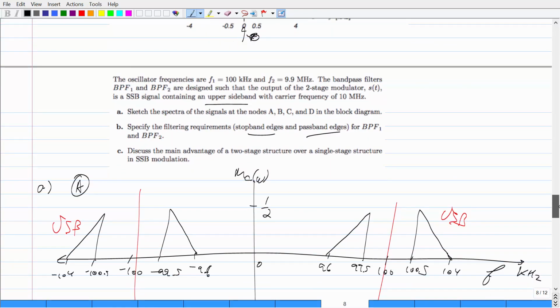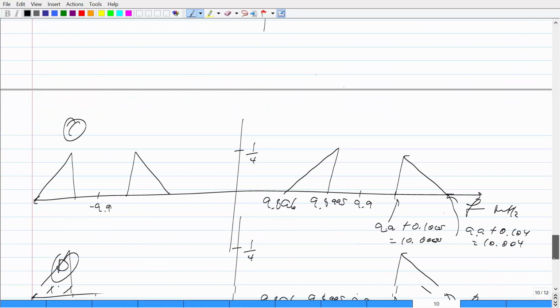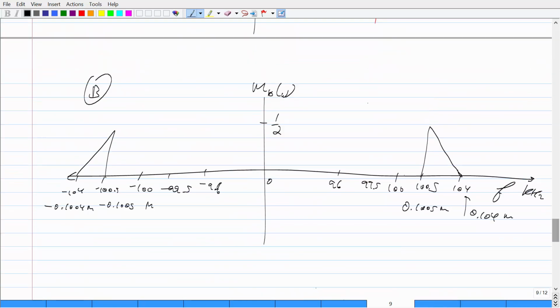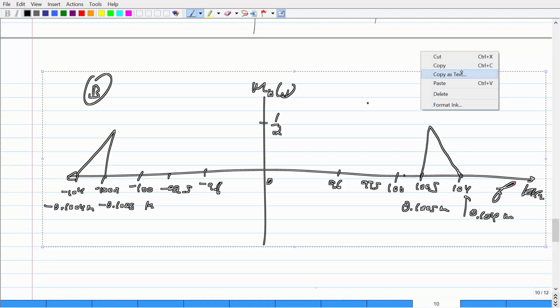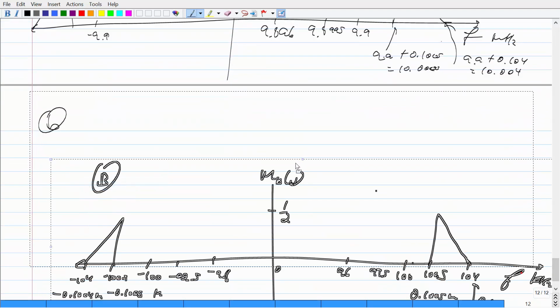The next part says to specify the filtering requirements, the stop band edges and the pass band edges, and so on and so forth. So they want us to design the right bandpass filters to do this. Let's actually take a look at part B again and part D again. So this is part B here. I'm going to use this as a guide to help me design the right bandpass filter.